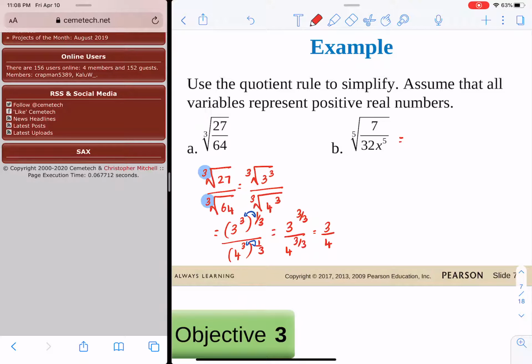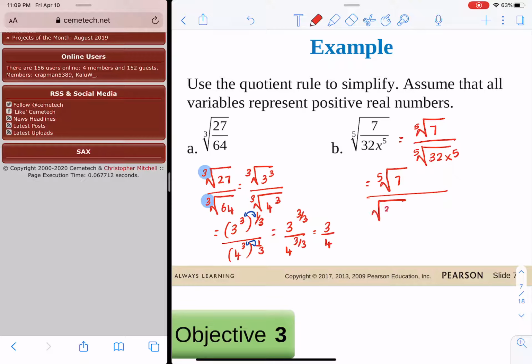We could split the fifth root and write it as the fifth root of 7 divided by the fifth root of 32x raised 5. We can't write 7 as a fifth root. Well, we can, but it is not going to be an integer, so we're going to leave that as is.